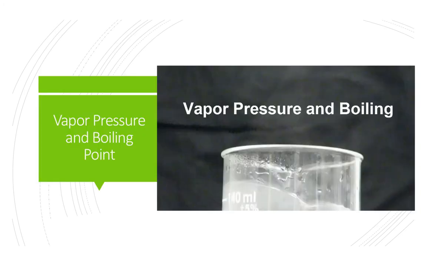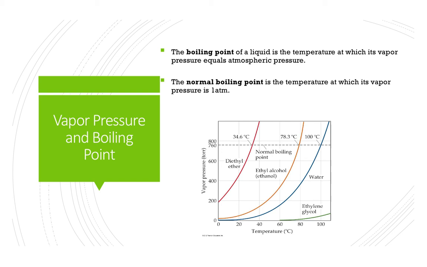All right, so there's the basic explanation. So again, in terms of vapor pressure and boiling, the higher the vapor pressure, the more easily it is to boil something. So as it is stated in the video, the boiling point of a liquid is the temperature at which its vapor pressure equals atmospheric pressure.